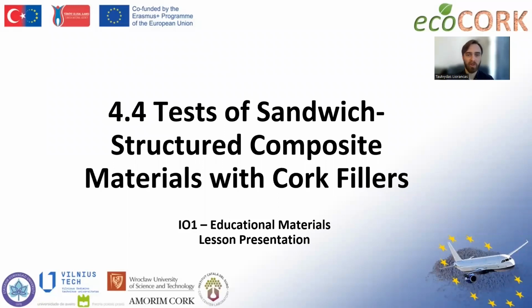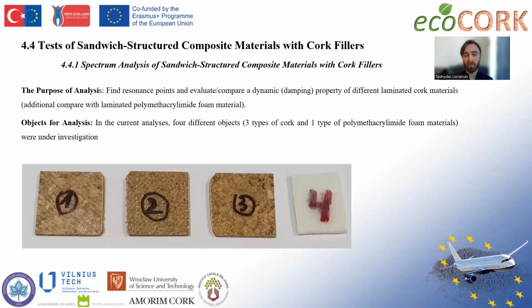In chapter 4.4, we will discuss the tests of sandwich structure composite materials with cork fillers. The purpose of this analysis was to find the resonance points and compare the dynamic damping properties of differently laminated cork materials. In the current analysis, 4 different objects, 3 made from cork, as shown in the picture below, and 1 made from polymethacrylimide foam.